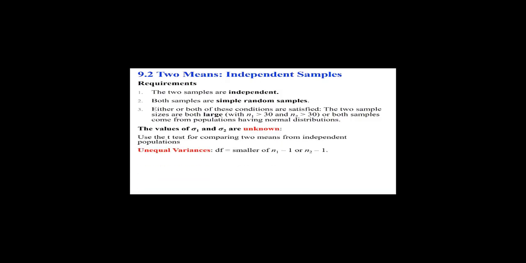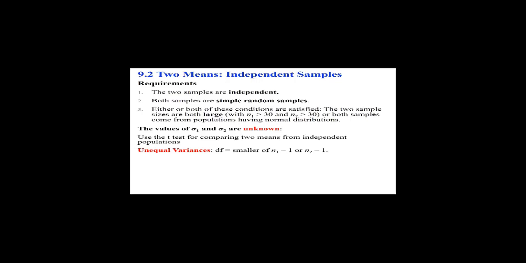What happens when sigma 1 and sigma 2 are unknown? By the way, this is almost always the case. So the previous example is barely used, and it's rarely used in real situations. Rather, this is the method.